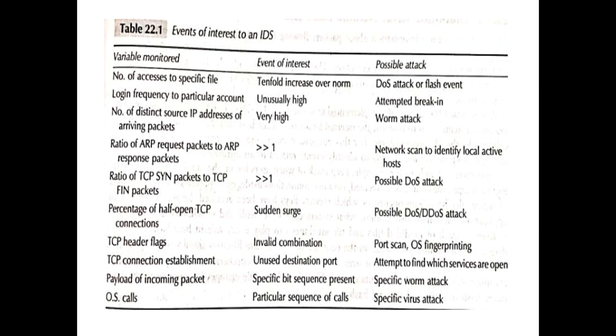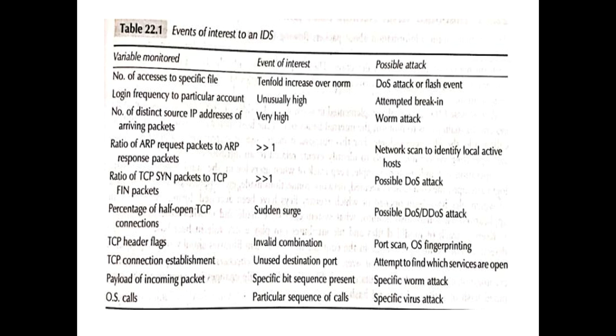Now if you see the variables: the number of accesses to a specific file, login frequency to a particular account, number of distinct source IP addresses of arriving packets, ratio of ARP request packets to ARP response packets, ratio of TCP synchronization packets to TCP finished packets, percentage of half open TCP connections, TCP header flags, TCP connection establishment, payload of incoming packets, operating system calls. So these are the variables.